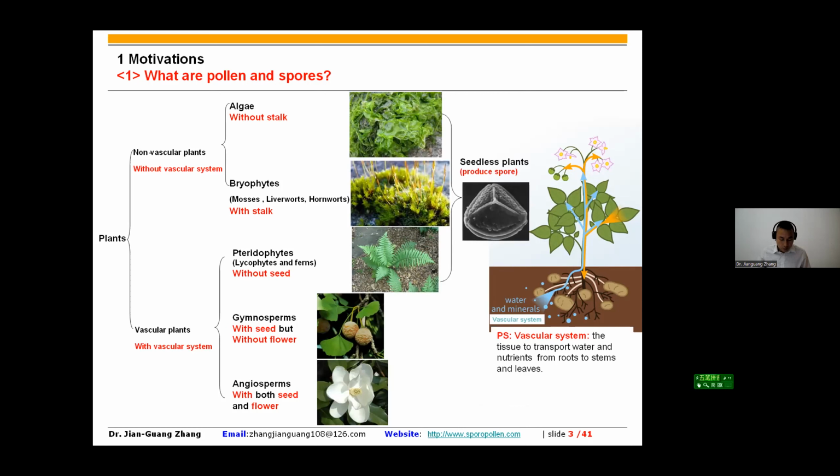Seedless plants produce spores. Seed plants produce pollen. Spores and pollen are also called sporomorph or sporopollen. Plants use spores or pollen to produce the next generation. You can simply take spores and pollen as the egg and the sperm of plants.